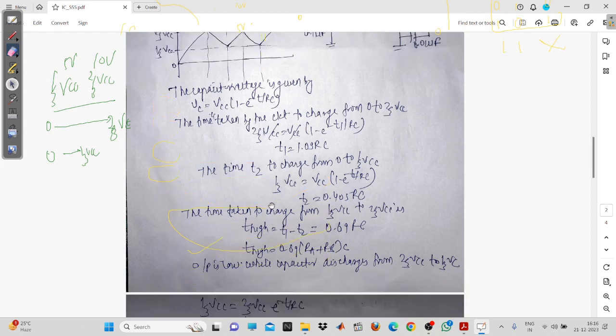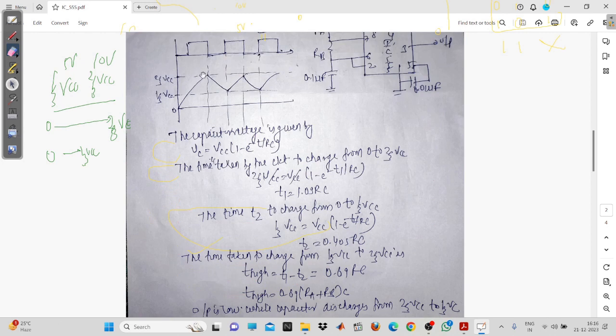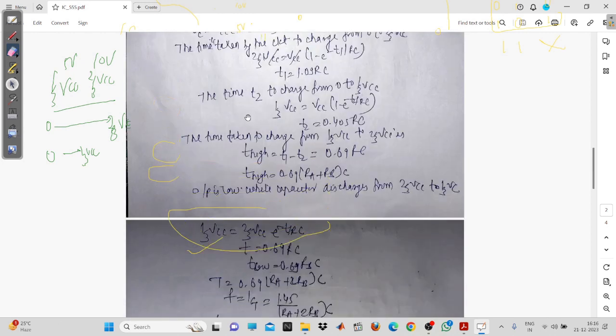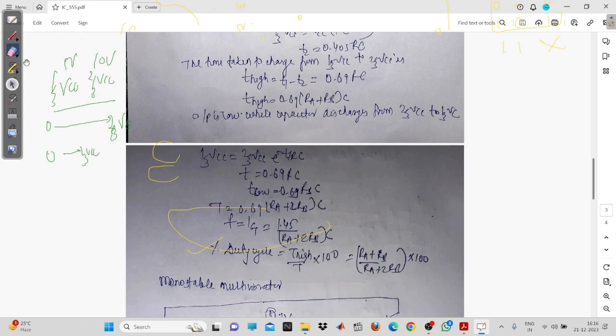Now similarly, when the output is low, the capacitor will discharge from 2 by 3 VCC to 1 by 3 VCC. So the discharging time will be, this is e to the power of minus t upon RC. So I think you are going to have the low value, that is T low will be equal to 0.69 RB C. Fine. So what is the total time period?